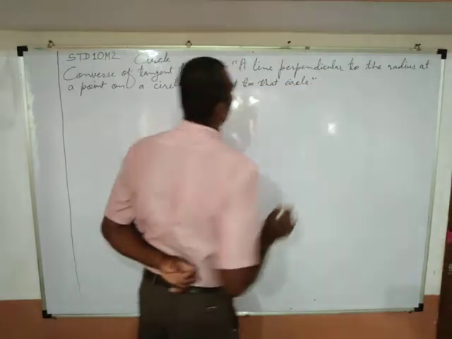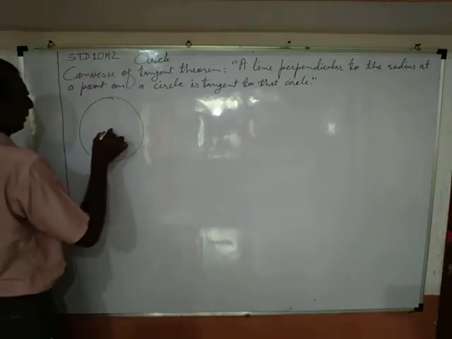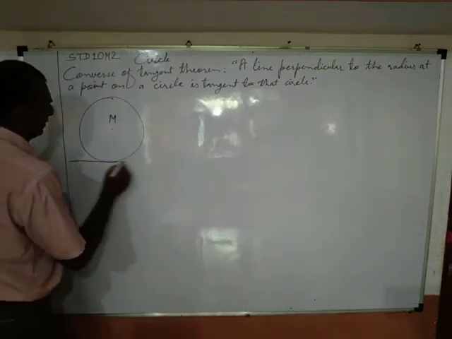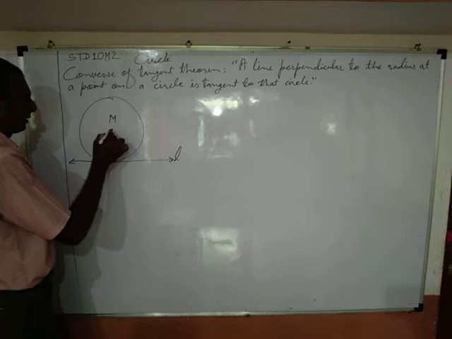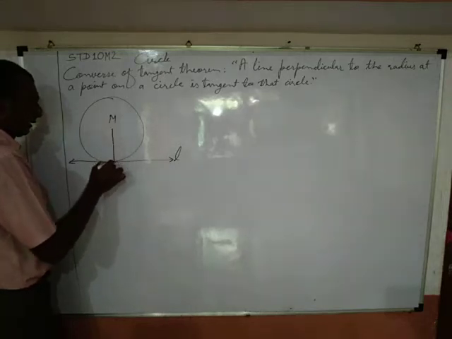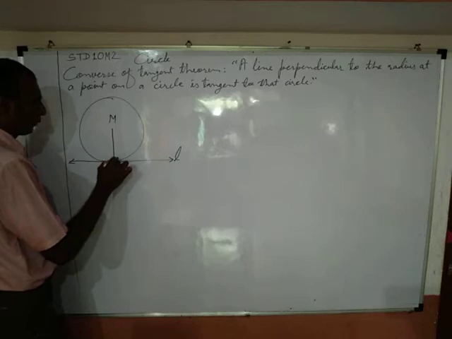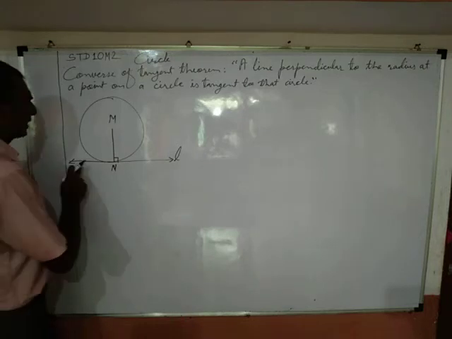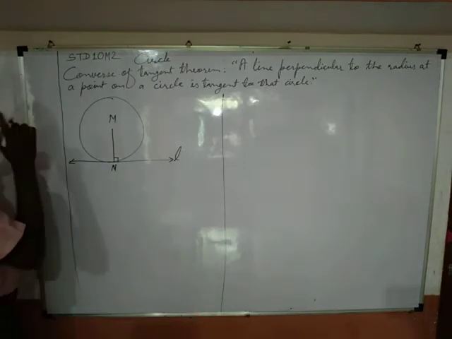Okay. According to this situation, let's consider a circle with center M. Line L is such a line that it is perpendicular to the radius MN at point N, where N is a point on the circle. We are interested to prove this line L is a tangent. Okay, let's mention given, to prove and proof.